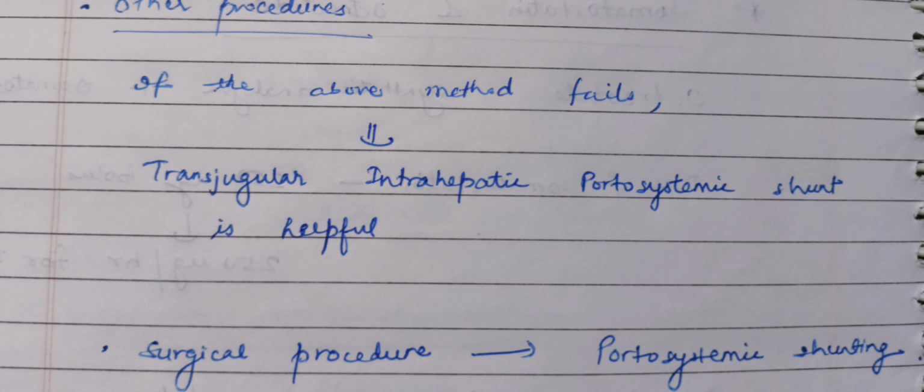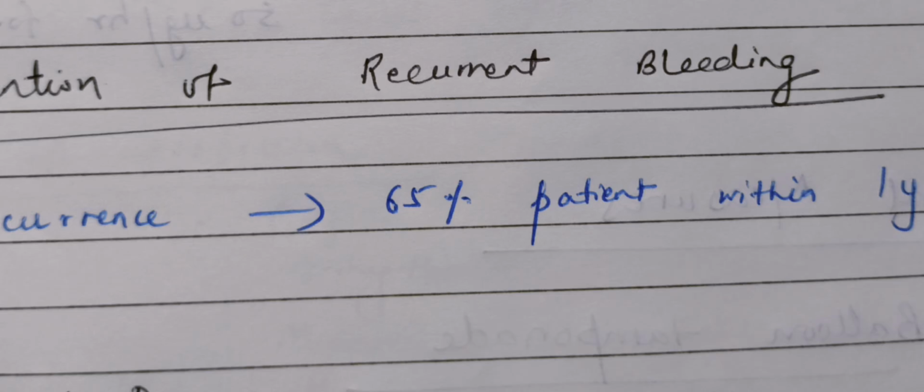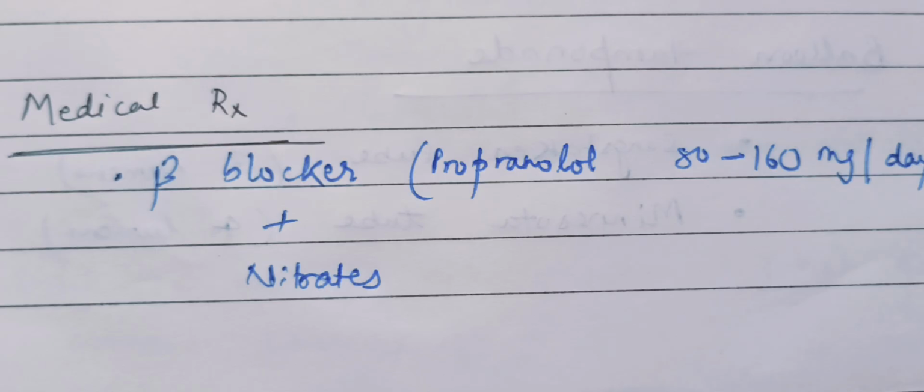Then what can we do for recurrent bleeding prevention? Recurrent bleeding occurs in these patients. Most of them, 65%, will present with recurrent bleeding within 1 year, right? For this we give them prophylactic beta blockers and nitrates. Then endoscopic sclerotherapy is also used if the patient is intolerant to medical therapy, but the medical therapy is more effective, right?